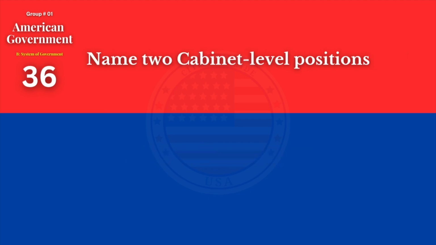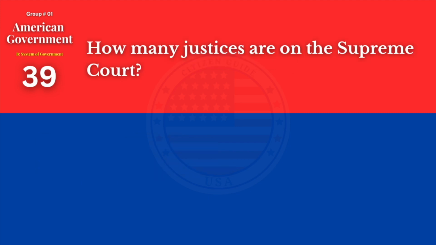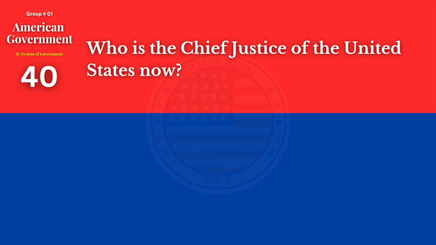Name 2 cabinet-level positions. Secretary of Defense. Secretary of Education. How many justices are on the Supreme Court? 9. Who is the Chief Justice of the United States now? John Roberts.